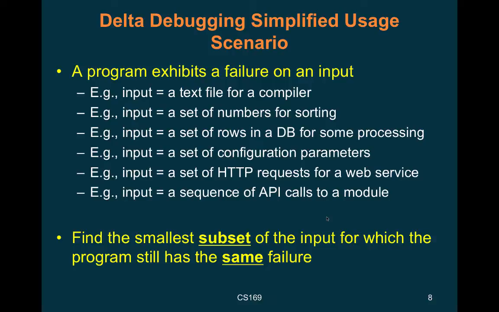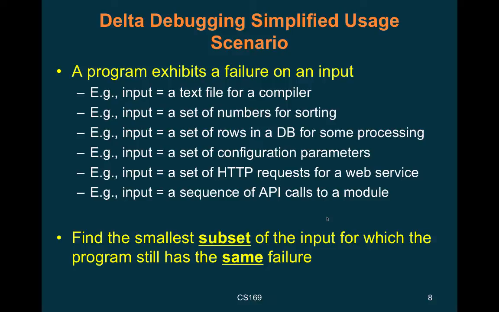Here's another interesting one. You have a program that has lots of configuration parameters, such as a compiler, for example. And the crash occurs when you have a certain combination of the configuration parameters. You can say, fix the input, but change the configuration parameters. In some way, the configuration parameters are part of the input of your program. So think broadly about what is the input to your program.